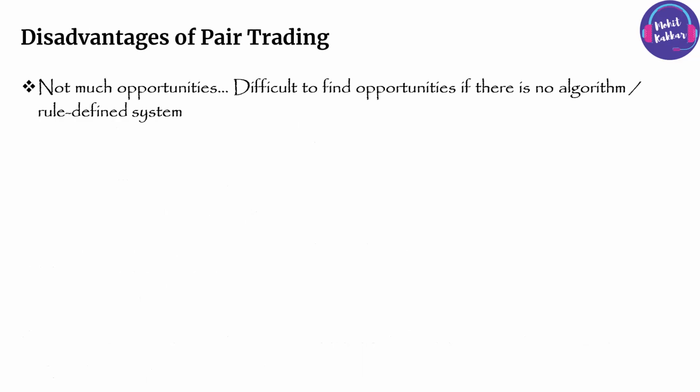We should not talk only about advantages, there are disadvantages as well. We need to know both the white and black side of the story. In terms of disadvantages, there are not very many opportunities in the market in terms of pair trading. It's difficult to find an opportunity if you don't have an algorithm or a rule-based system where you can track a lot of pairs which are correlated. Timing of the entry again becomes key. Even if you want to do a swing trade, timing is always the key, right?